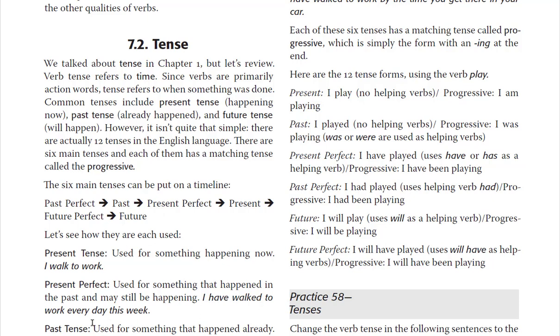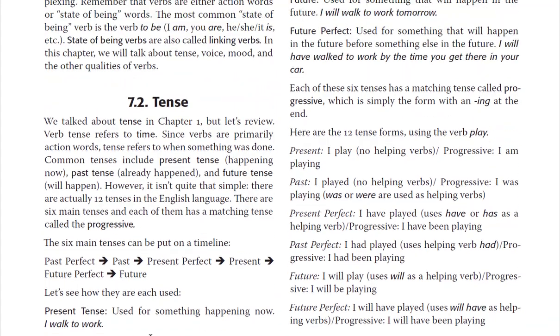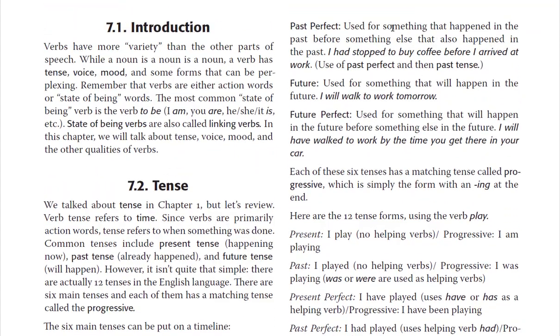I have walked to work every day this week. Past tense, used for something that happened already. I walked to work this morning. Past perfect, used for something that happened in the past before something else that also happened in the past. I had stopped to buy coffee before I arrived at work. So, use of past perfect and then past tense.